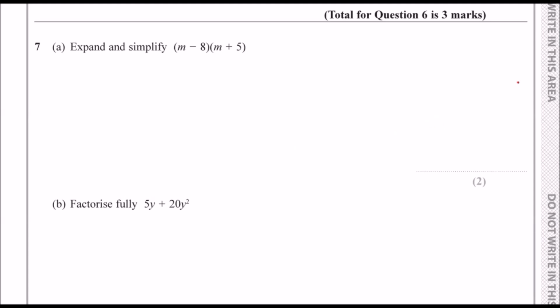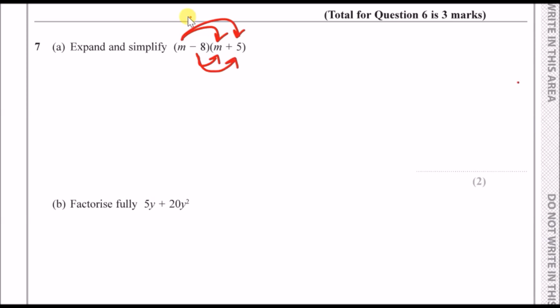All right, number 7, part A. Expand and simplify (m - 8)(m + 5). Okay, so this is just your standard double bracket, yeah? To expand this carefully, all you've got to do is multiply term by term, yeah? So here we do m times m, m times 5, minus 8 times m, and minus 8 times 5.